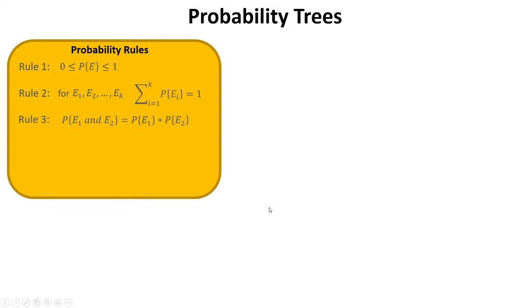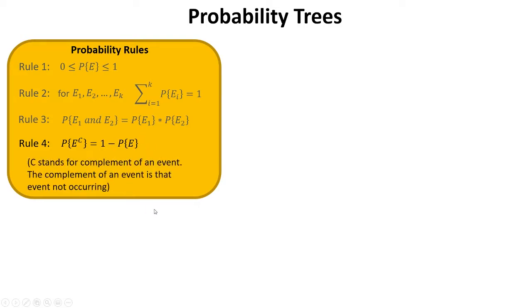All right, so there's one last rule here, rule 4. And that's that the probability of an event not happening is equal to 1 minus the probability of that event happening. The C in this stands for complement. The complement of an event is that event not occurring, right?